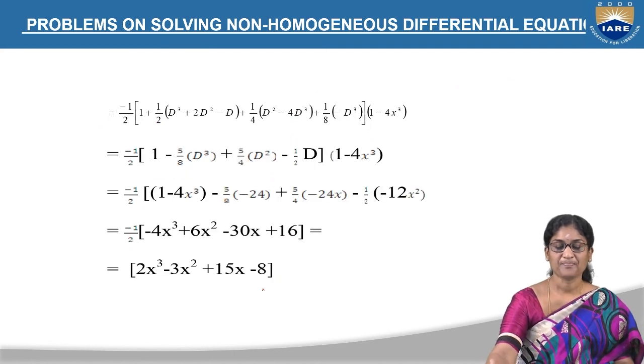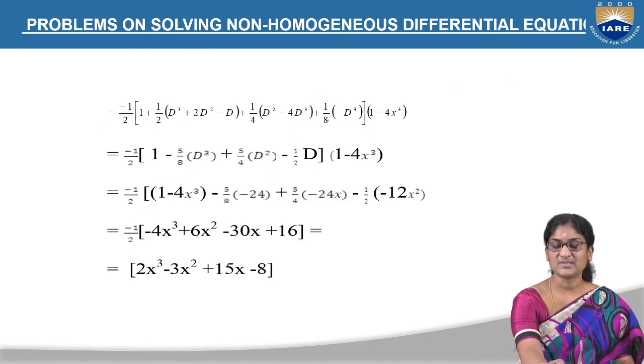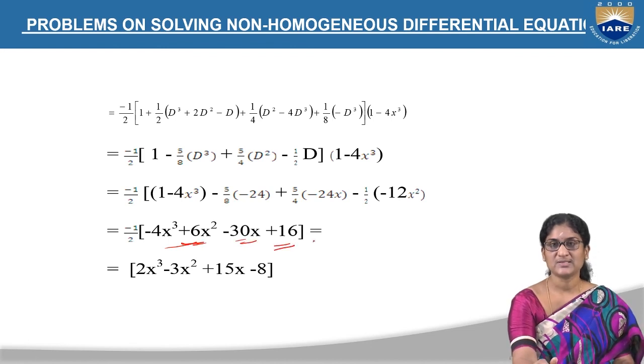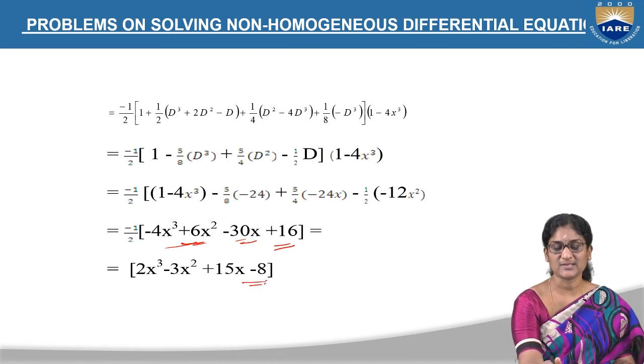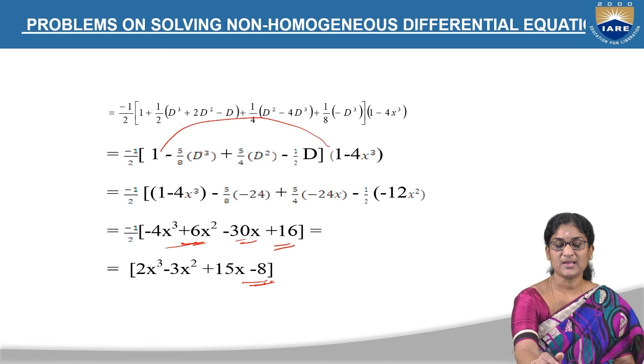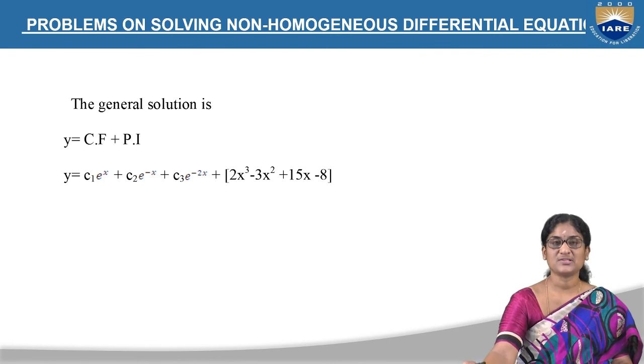So the answer can be given as minus 1 by 2 into (4x cube plus 6x square minus 30x plus 16), which comes out to be (2x cube minus 3x square plus 15x minus 8) by 8, taking the derivatives of each and every term. Again, the general solution is the complementary function plus the particular integral, that is c1 e to the power of x plus c2 e to the power of minus x plus c3 e to the power of minus 2x plus the particular integral.